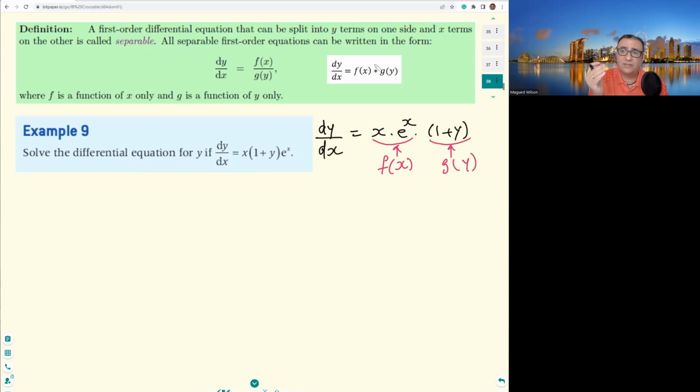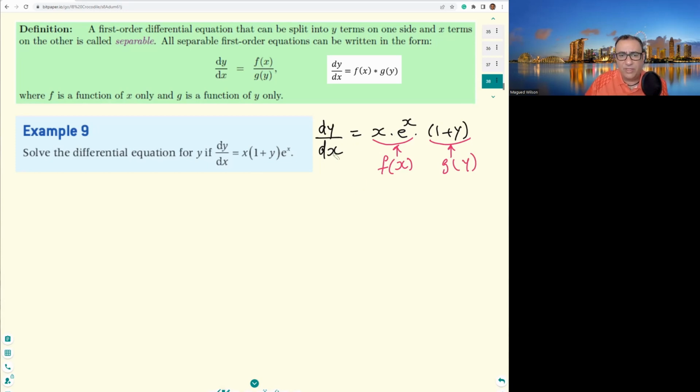And this is your first step in order to solve any differential equation: to know what the type is, what we are looking at. Now, let me walk you through the example and show you how to solve it. So the idea here is simple. We can just split the y together with dy, and the x together with dx, right?